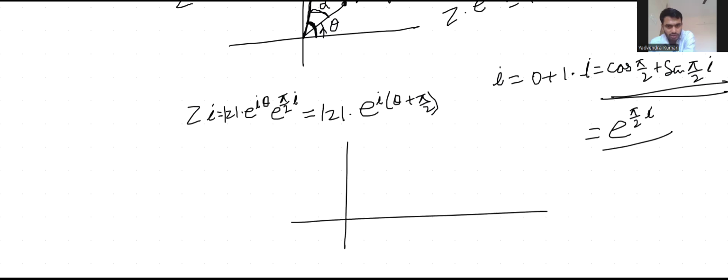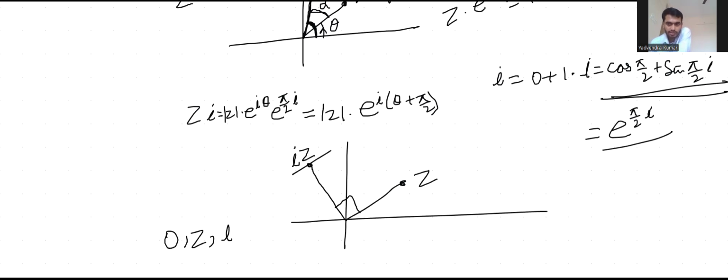So here if it is Z, then here at 90 degrees, it will be iota Z or Z iota, right? So the angle between them is 90 degrees: origin, Z and iota Z. So origin, Z and iota Z form a right angle triangle.